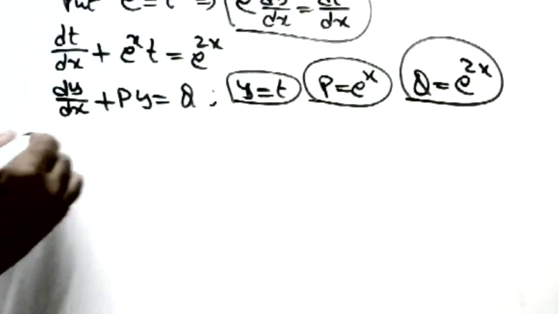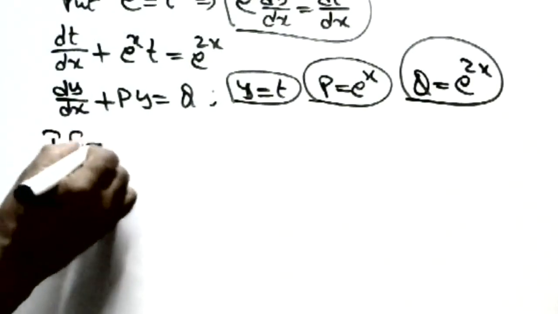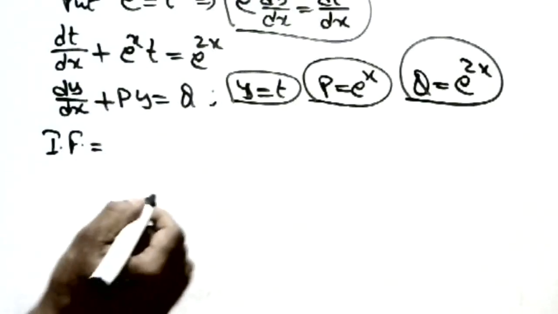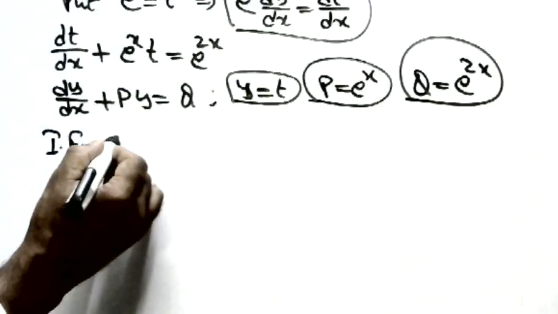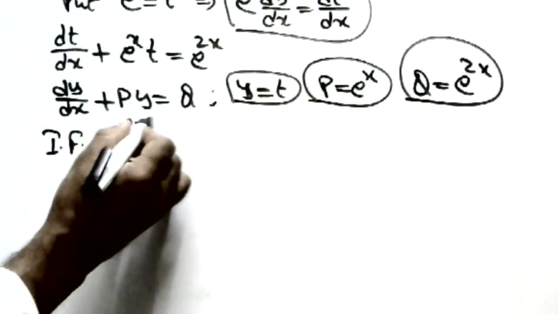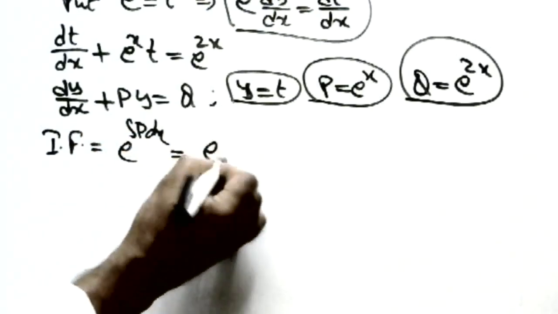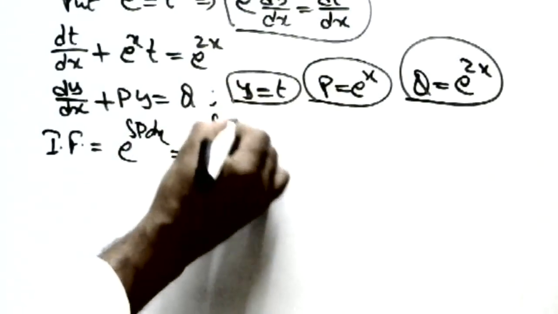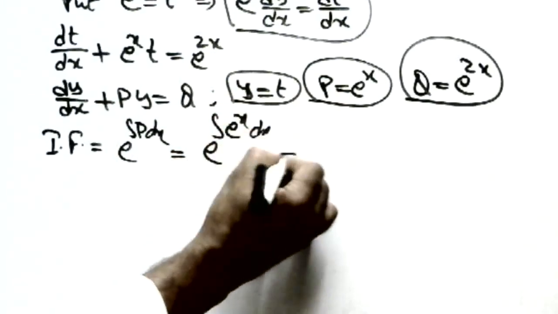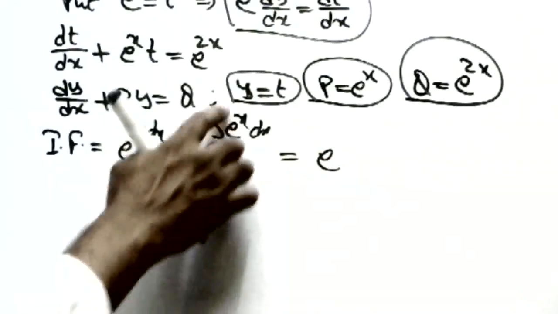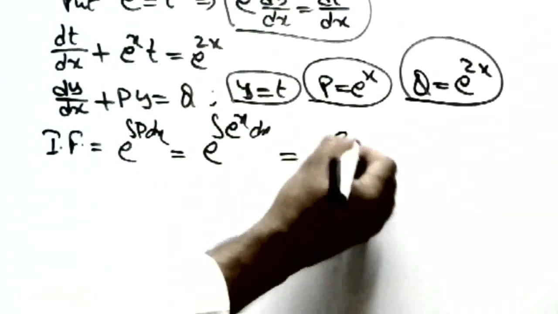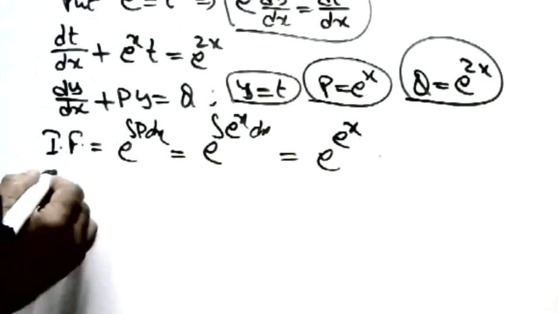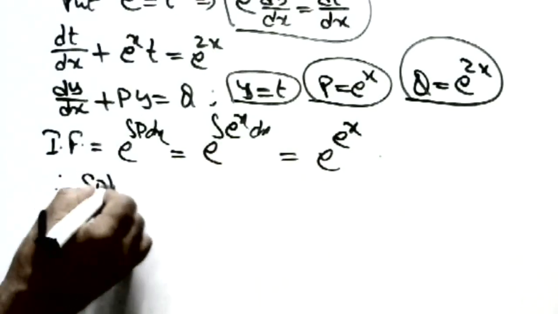Now what is the first step? Integrating factor. What is the formula of the integrating factor? e to the power of integration p dx. What is the value of p? e power x. So e to the power of integration of e power x dx equals e to the power of e power x. So this is the integrating factor.